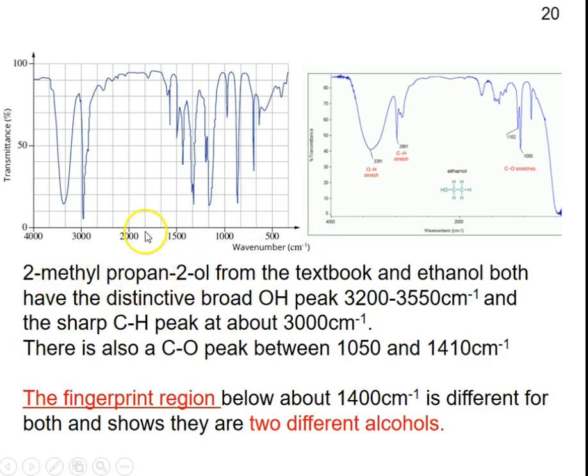Okay, so these are two alcohols. This is 2-methylpropanol and ethanol. And they both have this broad peak between 3,200 and 3,550. They also have this peak here, which is due to the carbon bonded to a hydrogen.